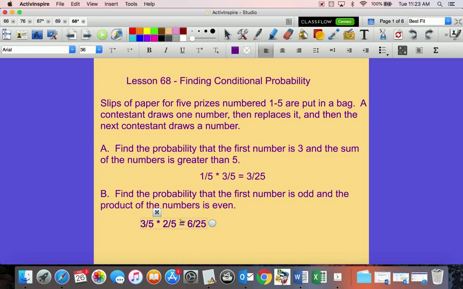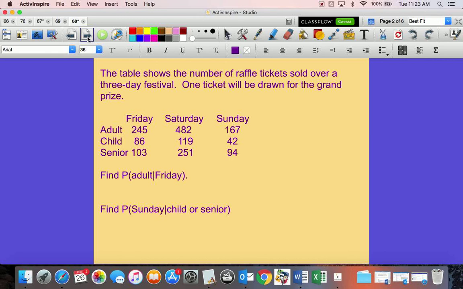As always, you can either leave it as a fraction, or change it to a decimal, or change it to a percent. If you leave it as a fraction, though, you have to make sure that it's simplified. Both of these are simplified, so we're good to go with those. All right. Next one, a little bit more complicated.